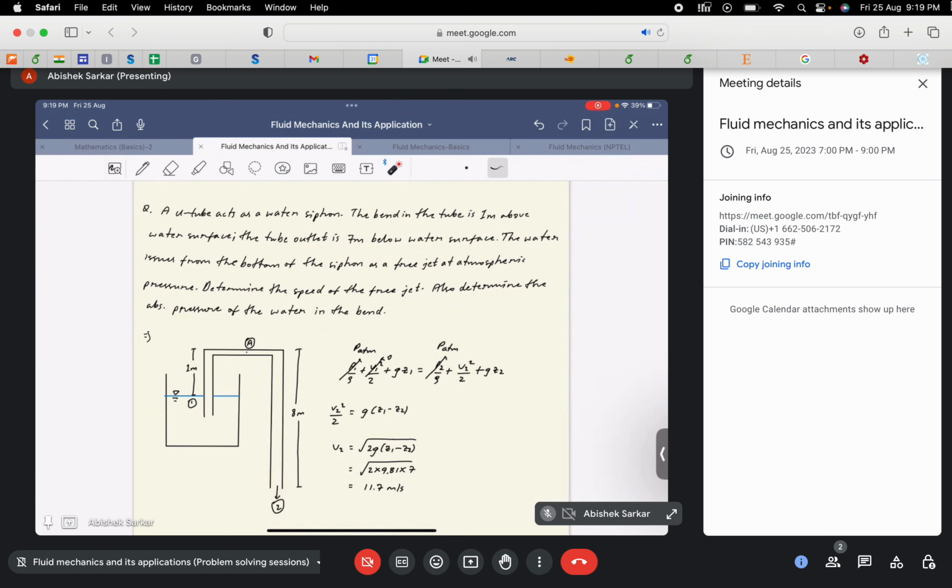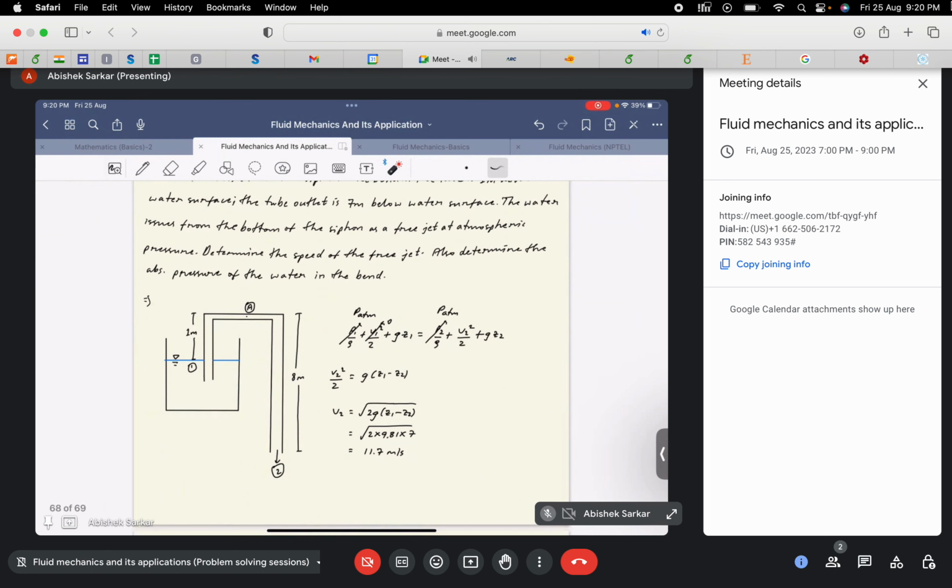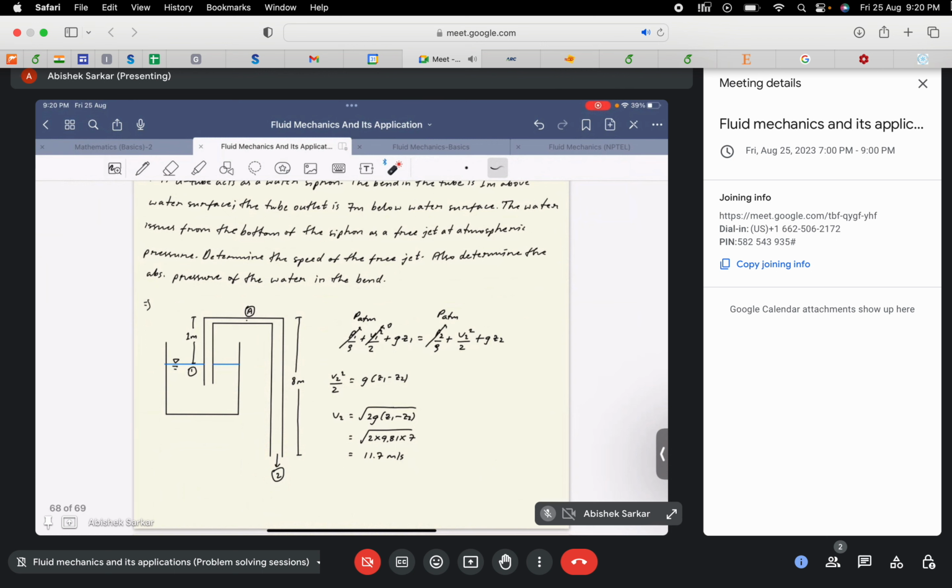Secondly, we need to find the pressure at this bend, the absolute pressure at this bend. So for the first case, since we need to find the velocity at the free jet, the ideal choices of points in our system would be, first, a point at the free surface of the liquid near a siphon, and the second at the end of the siphon.